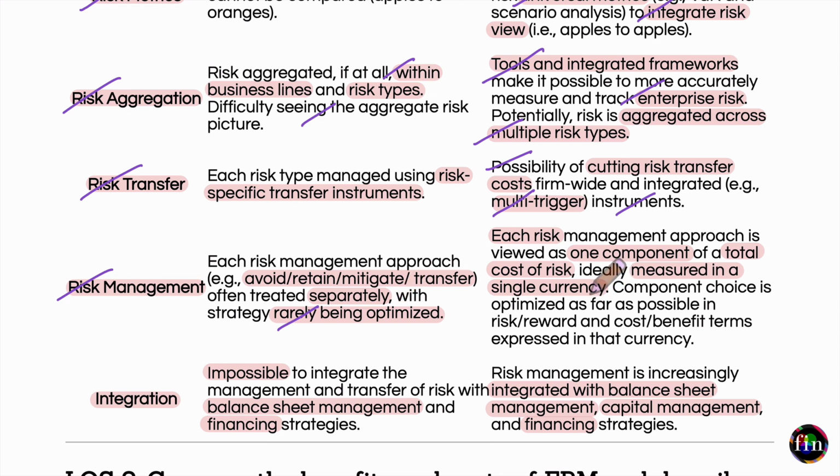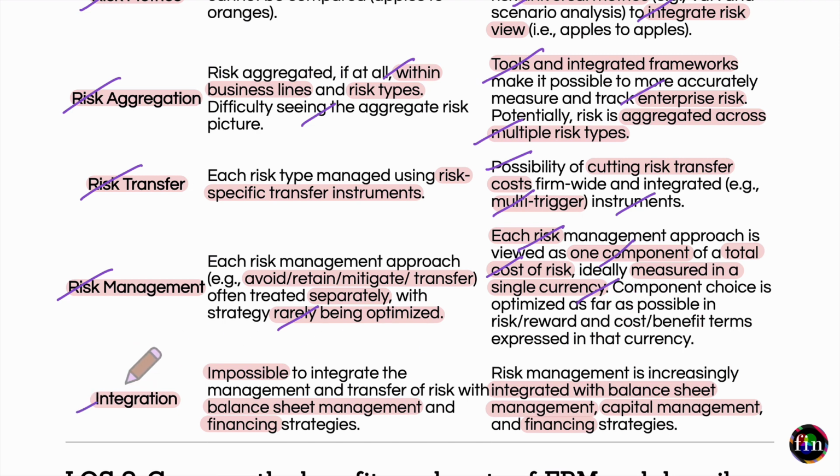When it comes to ERM, each risk management approach can be viewed as one component, or let's say one dimension of a total cost of risk. One dimension of an overall optimization problem. And how is this achievable? Because we are talking about a single currency in which your risk is measured and then aggregated. So in the end, the optimum that you arrive at and the decision that you take out of avoid, retain, mitigate, and transfer is like a global optimum, not a local optimum.